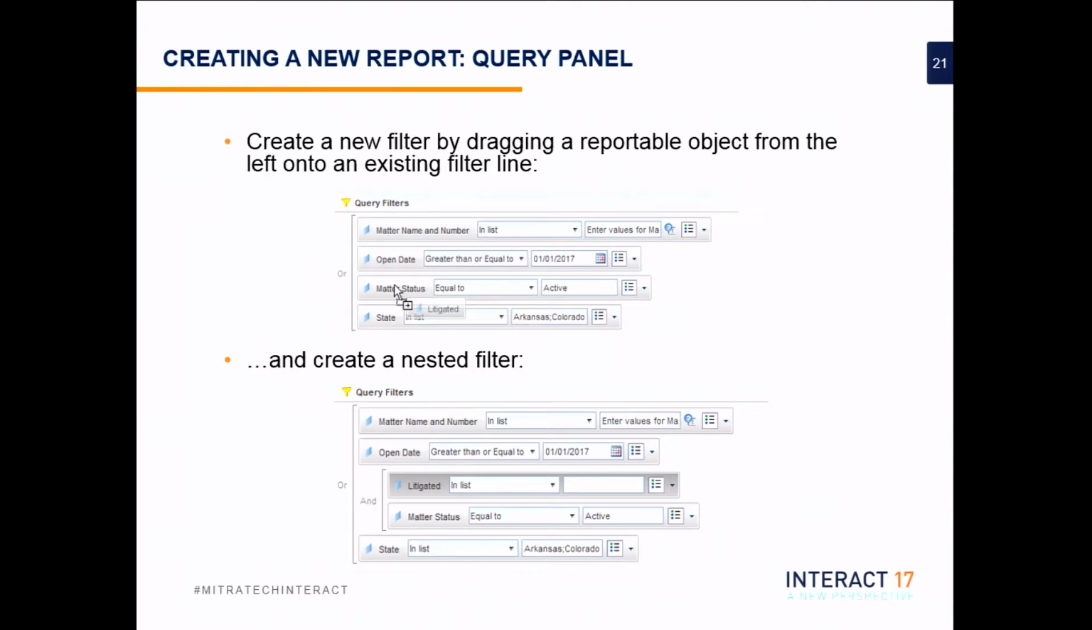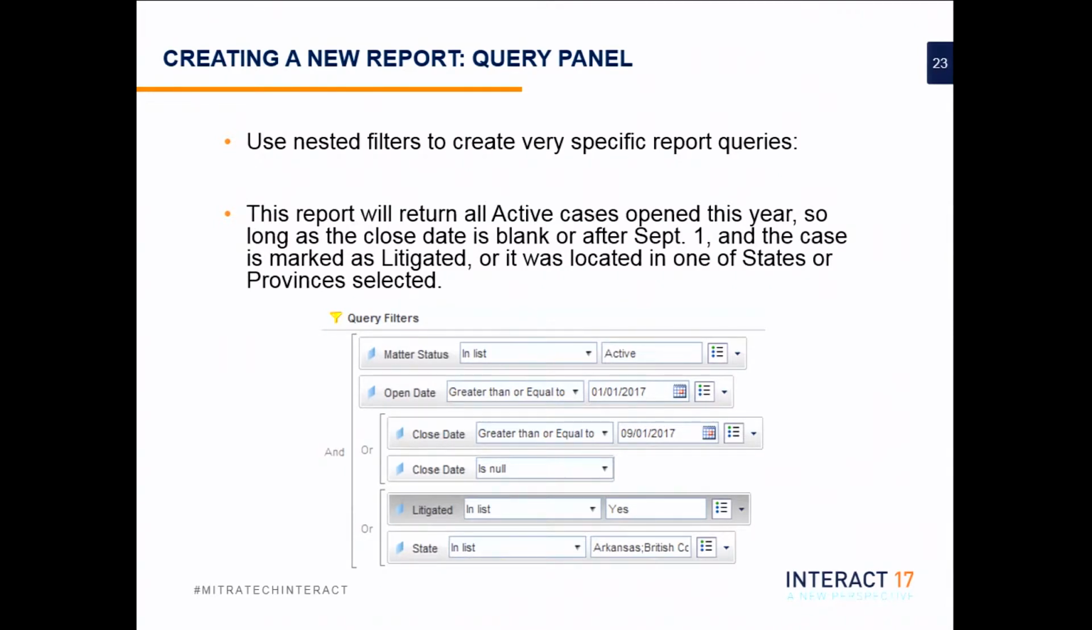So matter name in list, open date greater than, and then in this case, litigated in list, there's no value there, and matter status equal to active, or the state is in the list. By combining multiple levels of nested filters, different kinds of ANDs and OR statements, you can get very specific in what you will return in your report, so you don't have to do any manual cleanup later. So here's an example of all active cases opened this year, as long as the close date is blank or after September 1st, the case is marked as litigated, or it was located in one of the states or provinces specified.